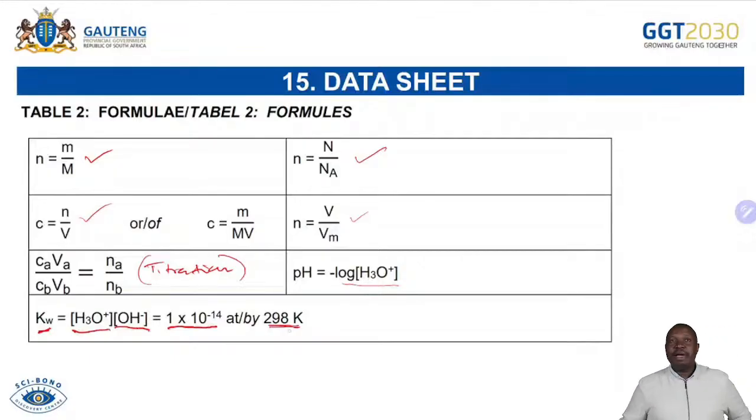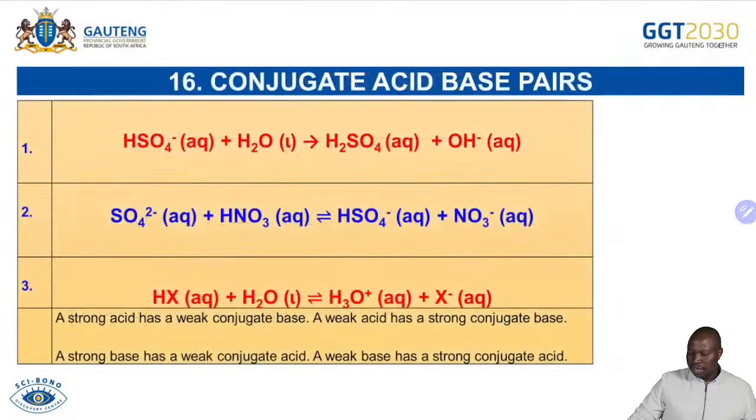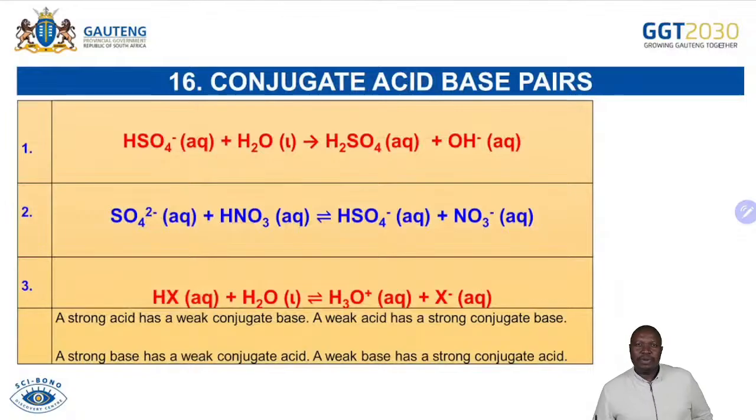Remember, if we change the temperature, it means the Kw won't be 1 times 10 to the power of minus 14. So it's important that you have that, because some questions will trick you, where we change the temperature, maybe we increase it. Then you know that the Kw won't be 1 times 10 to the power of minus 14, because it's 1 times 10 to the power of minus 14 at 25 degrees Celsius.